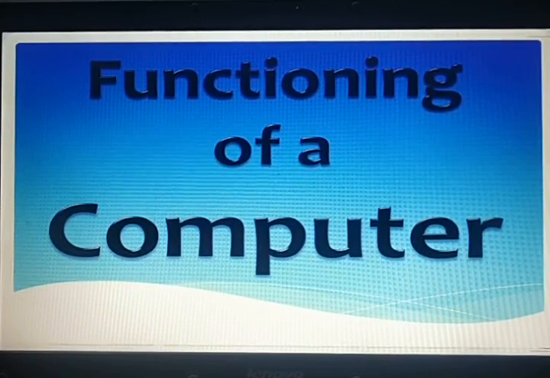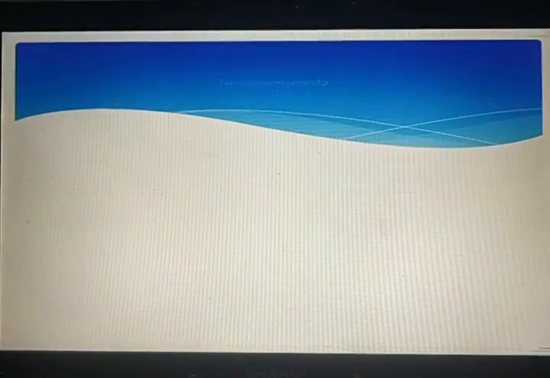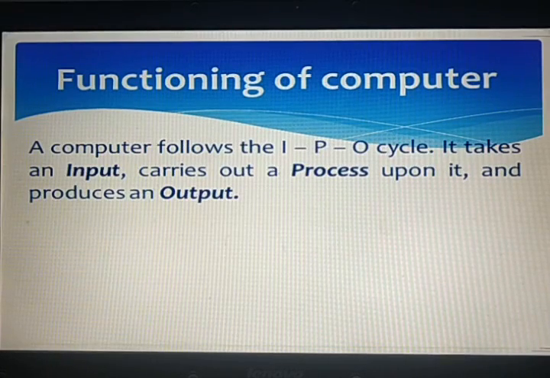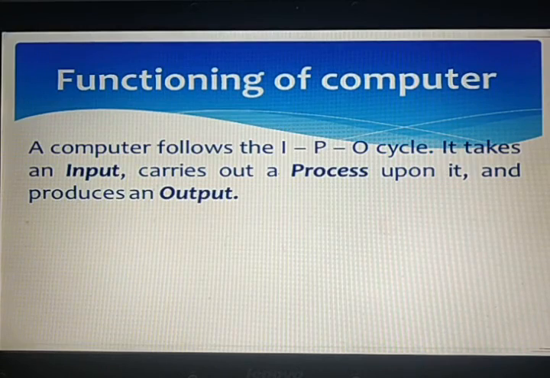Some input is needed to accomplish a task. A process is carried out on the input to obtain the output. Every task follows this input, process, output cycle. In short, it's the IPO cycle. A computer is not an exception to this rule. A computer also follows the IPO cycle. It needs certain input, carries out a process and produces the output.